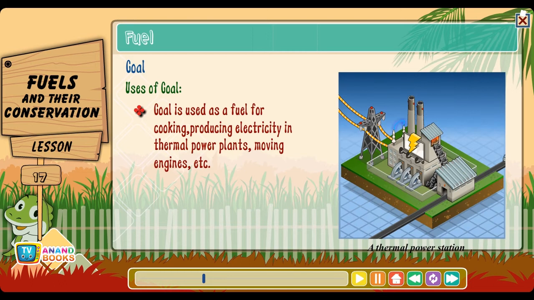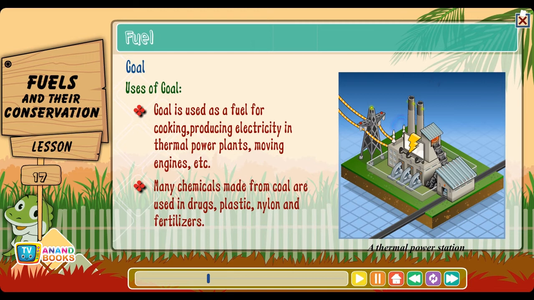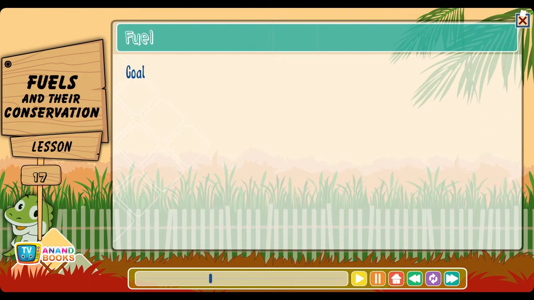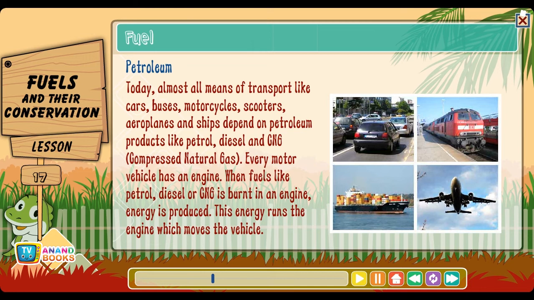Uses of coal. Coal is used as a fuel for cooking, producing electricity in thermal power plants, moving engines, etc. Many chemicals made from coal are used in drugs, plastic, nylon and fertilizers. Petroleum. Today, almost all means of transport like cars, buses, motorcycles, scooters, aeroplanes and ships depend on petroleum products like petrol, diesel and CNG, compressed natural gas.